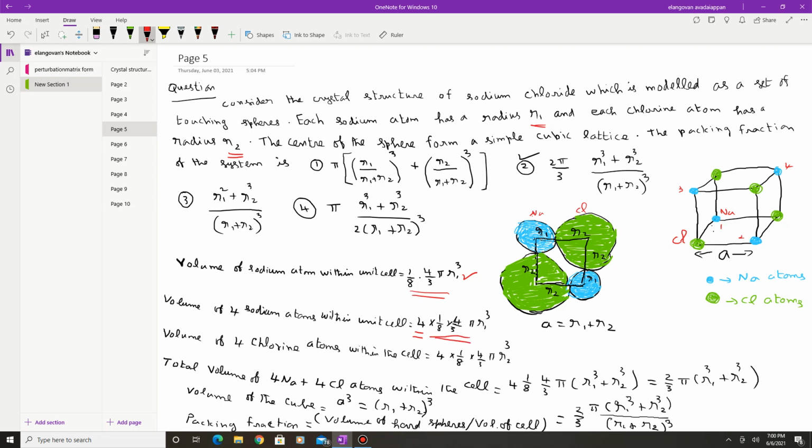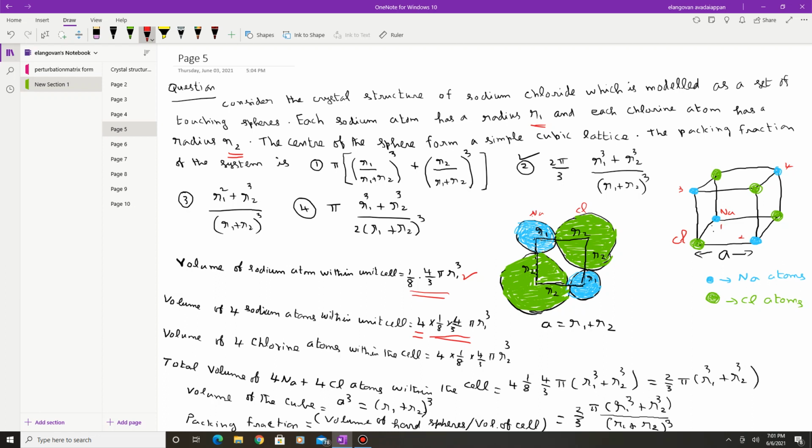So similarly for chlorine atoms, the contribution of the chlorine atoms to a particular cell: since there are 8 corners, 1 by 8 of the volume of the chlorine atom is within the particular cell. So 1 by 8 into 4 by 3 pi r2 cube.